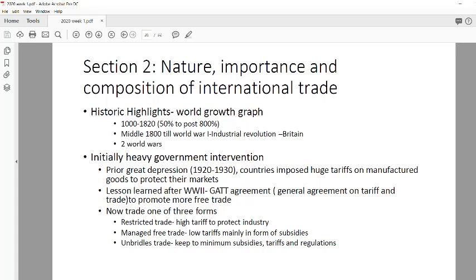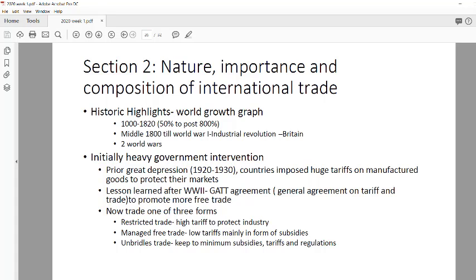This is part 2 of week 1. As you see, I've broken the lectures up into 1A, 1B, 1C, just to make it easier for you to do in small pieces if you don't want to do the whole lecture, which would probably be a 2-hour or 3-hour lecture depending on the week 1 content. So section 2 is looking at the nature, importance, and the composition of international trade. This covers one of your papers, either 1C or 1D, I can't remember.